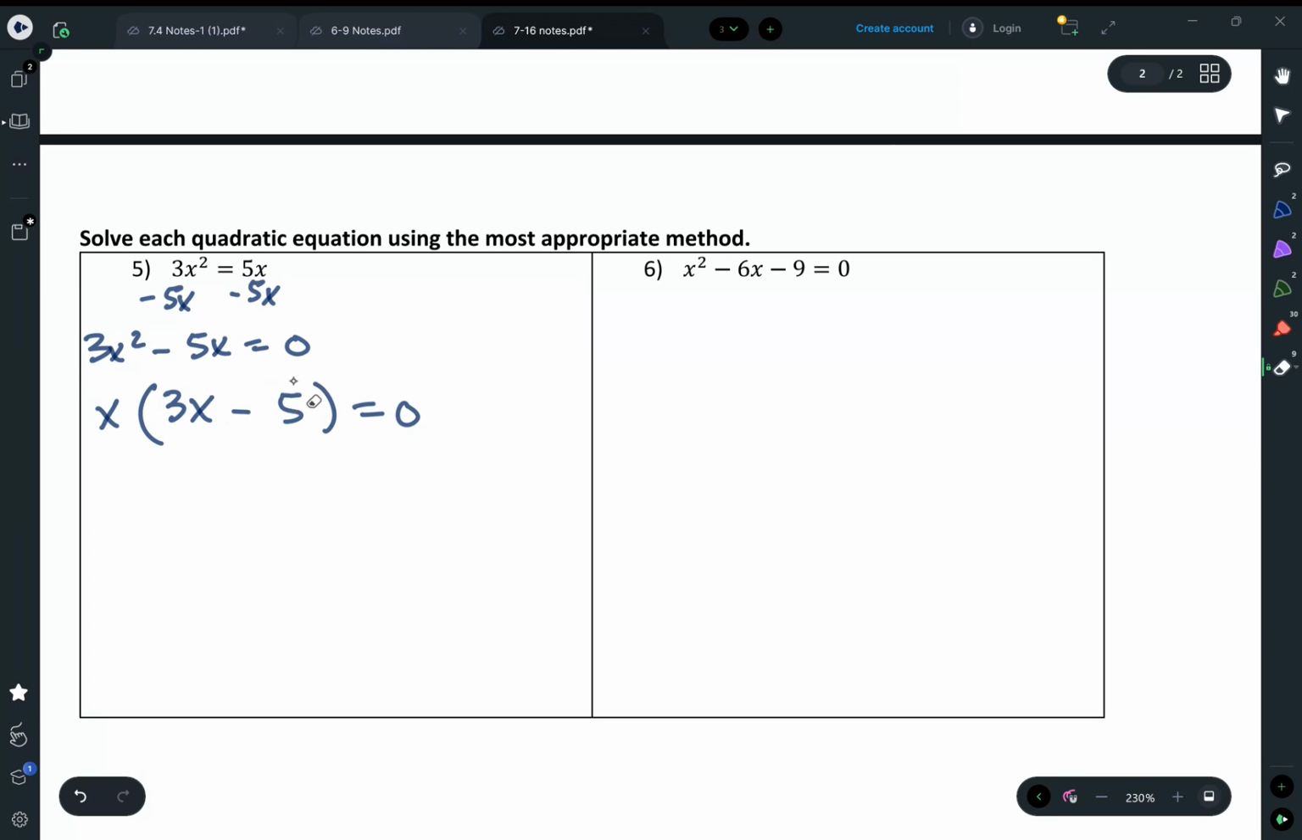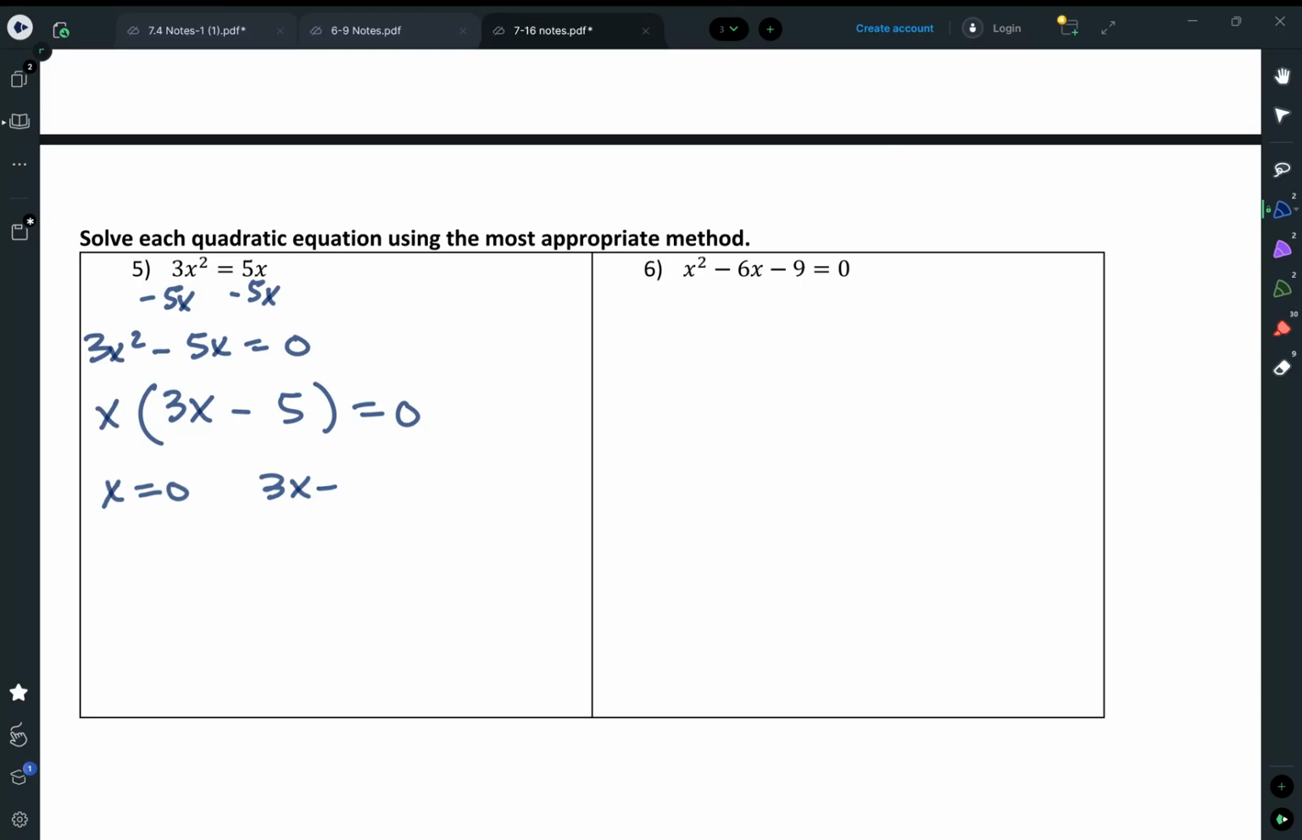All right, so now that I have it factored, I want to do zero product property. So either x is equal to 0 or 3x minus 5 is equal to 0. And the second one, I do have to show my solving steps. I'm going to add 5 on both sides, and then I'm going to divide both sides by 3.